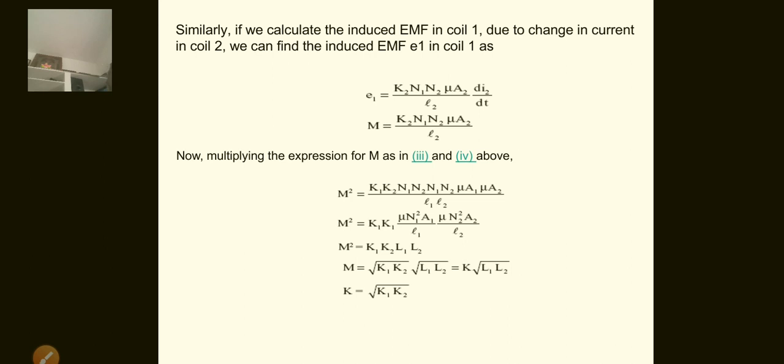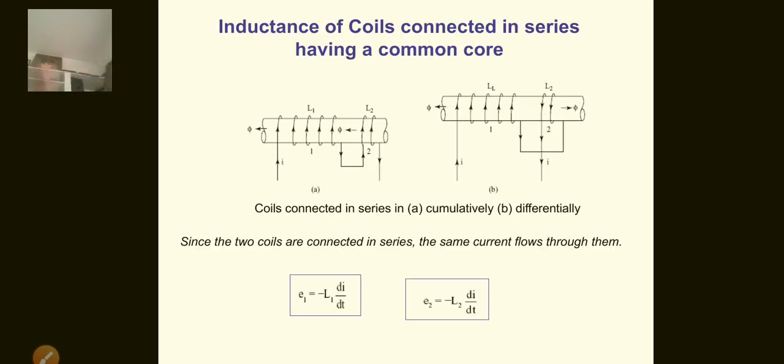So you may take M is equal to root of K1 K2 into root of L1 L2. Both K1 and K2 are equal to K, therefore you will get K root L1 L2. Therefore the mutual inductance is equal to K root L1 L2. So the coefficient of coupling K is equal to M by root L1 L2. This is about the coefficient of coupling of two given coils.